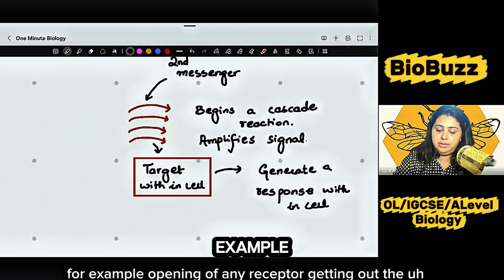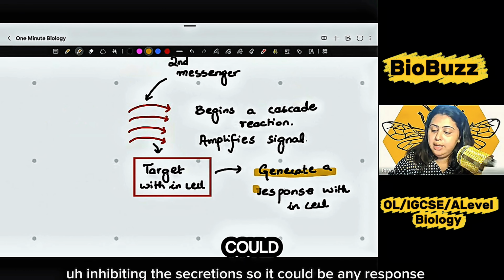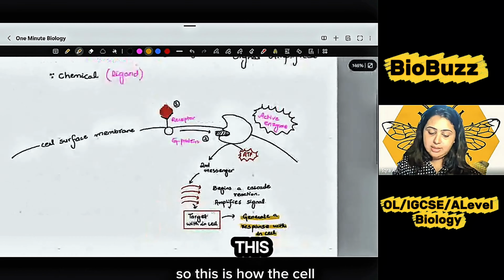The response could be anything. For example, opening of any receptor, carrying out secretions, inhibiting secretions. So it could be any response that is going to be carried out within the cell. So this is how cell signaling occurs.